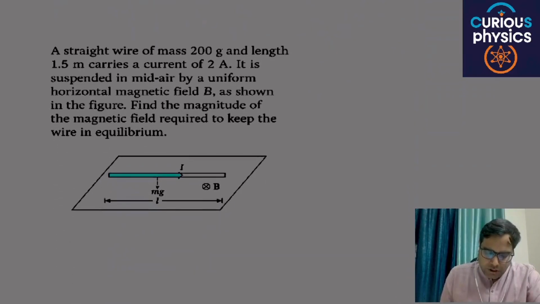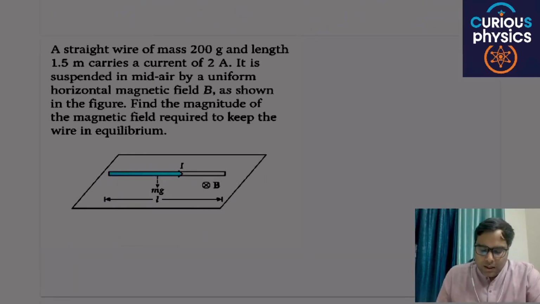So here is the question. A straight wire of mass 200 gram and length 1.5 meter carries a current of 2 ampere. It is suspended in midair by a uniform horizontal magnetic field, as shown in the figure. Find the magnitude of magnetic field required to keep the wire in equilibrium.